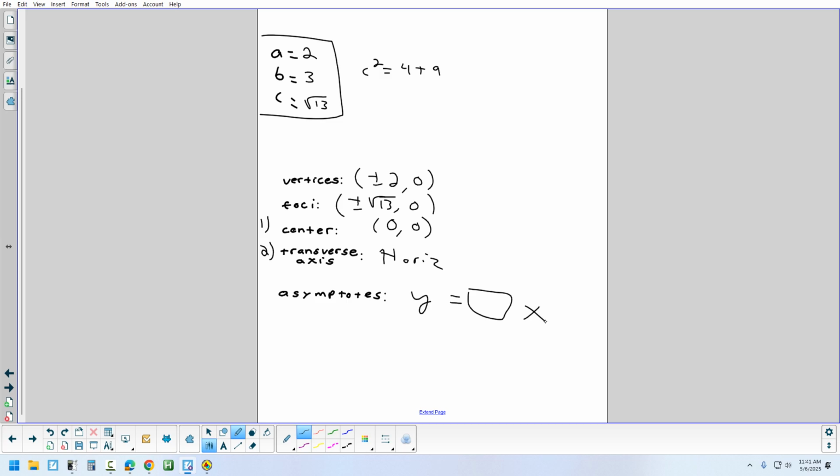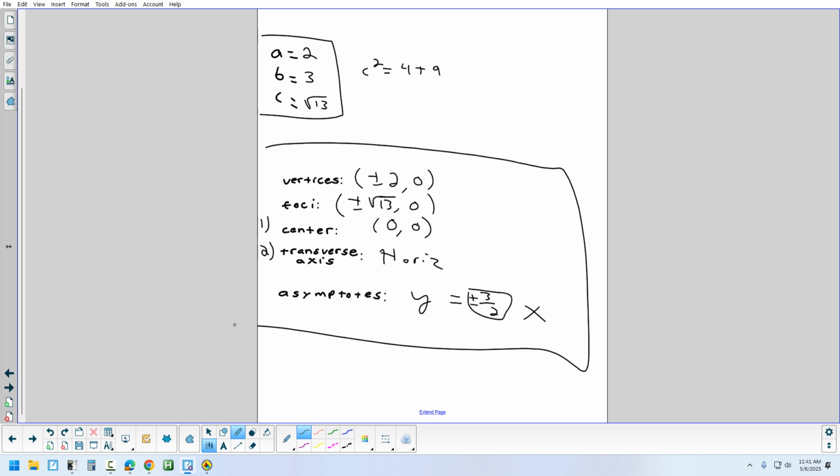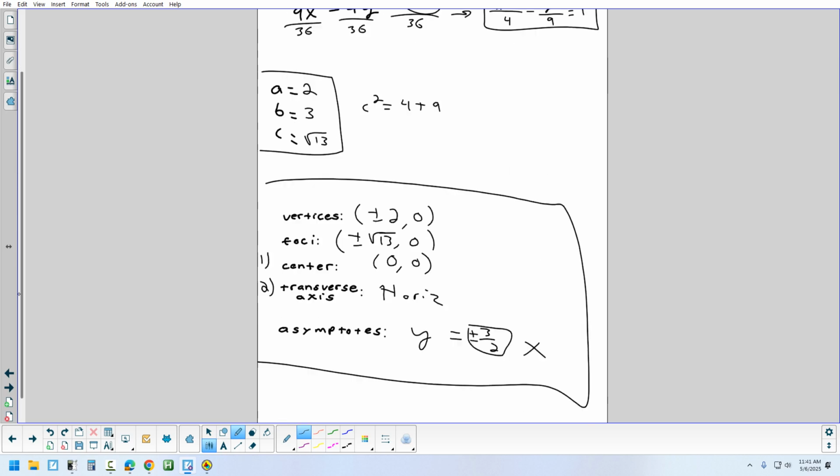What's the slope when we're horizontal? Yeah. Is B over A? B over A, 3 over 2. Positive or negative, because there are two asymptotes. Okay. I don't care the order. After you do the center and the transverse axis, you can do anything else in any order you want. But without these two, you can't really figure out the vertices and the foci. I guess you could do the asymptotes. That's separate. Okay, any question on that one?